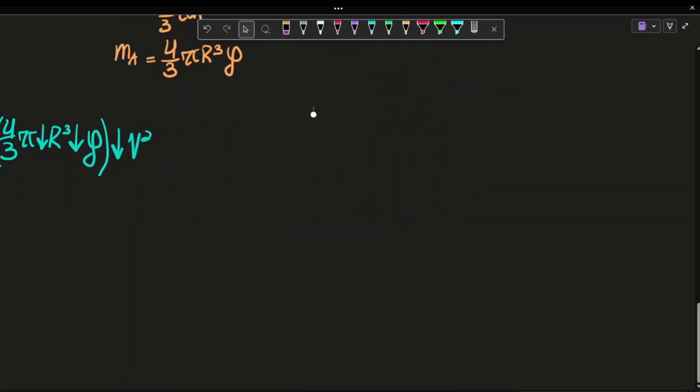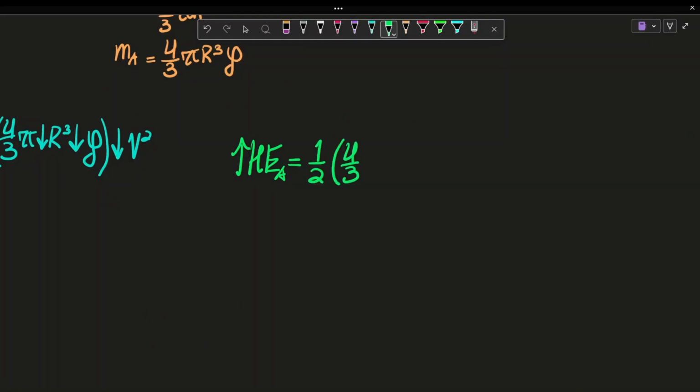We can also write this. So the maximum kinetic energy would be 1/2 times 4/3 pi, of course the maximum radius cubed, and of course the maximum density times the maximum velocity squared.